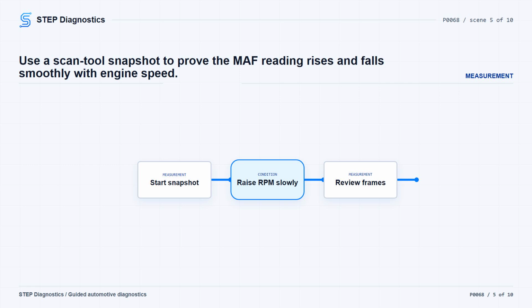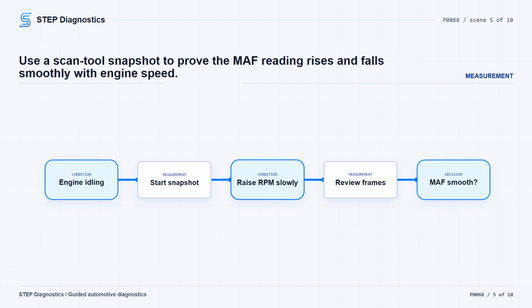At idle, use the scan tool snapshot. Slowly raise engine speed to 3000 RPM, then bring it back to idle. Review the snapshot frame by frame and make sure the MAF grams per second value changes smoothly and gradually. If it does not, follow the MAF performance fault path before continuing.